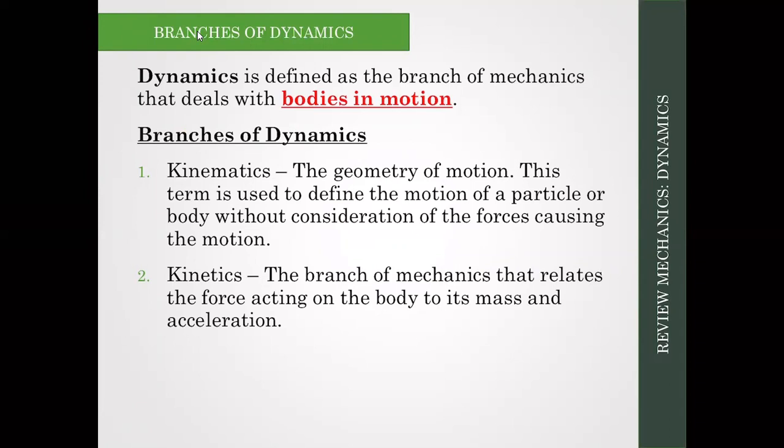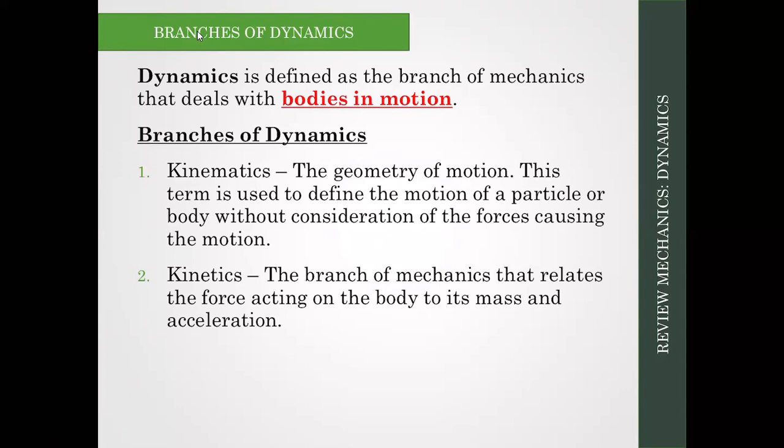So for this particular part of the lesson, ngayon, in motion na yung body natin o yung particle natin. And then we divide dynamics into two branches, which are kinematics and kinetics. So for your semifinals, the one included will be kinematics and your finals will be kinetics. So for today, we will be discussing kinematics and will focus only dun sa translational part niya.